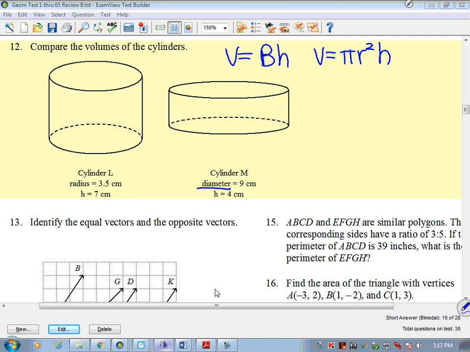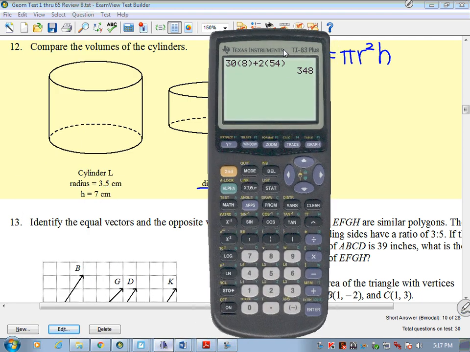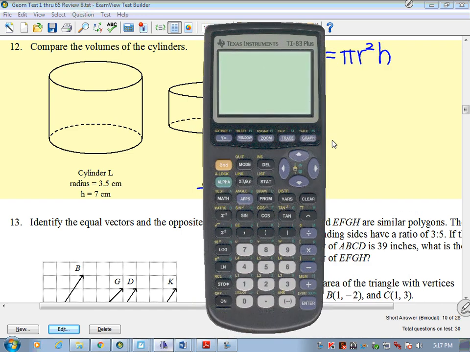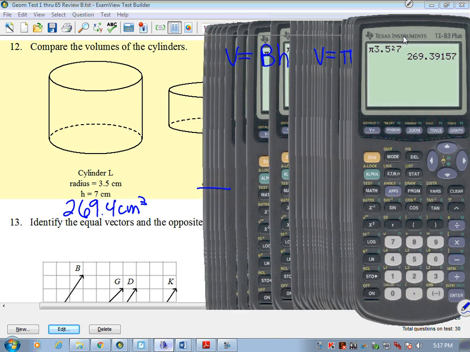Let's take this first one. Move this guy over, and if we have to, move some things out of the way. So we've got pi, my radius is 3.5 squared, times my height of 7. That's 269.4 centimeters cubed. As I look at their answer on 12, in the end they're just going to want you to see which one has the biggest volume.